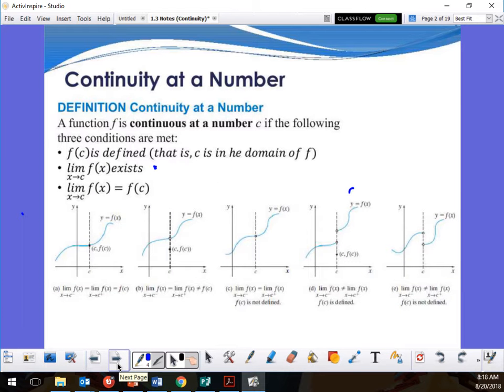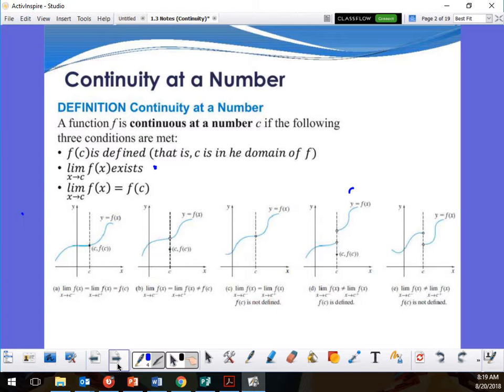Definition of continuity at a number. A function is continuous at a number C if the following three conditions are met. f of C: what does f of C mean? The function, what do we do with it? You plugged in C, right? And C is normally referring to the point that I'm trying to find. So f of C is defined, that is, it's in the domain of f.